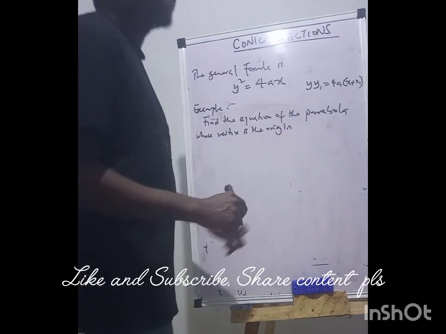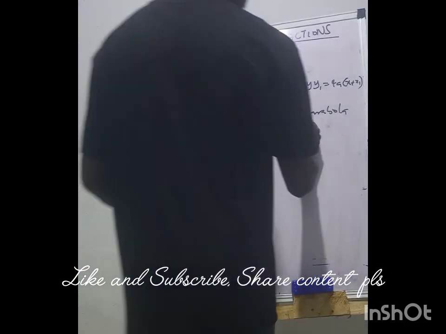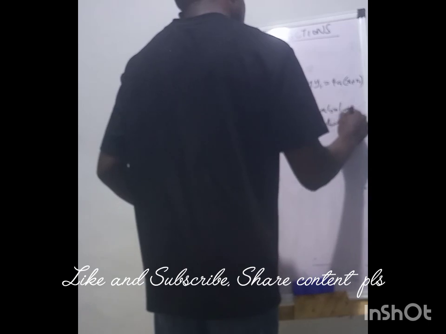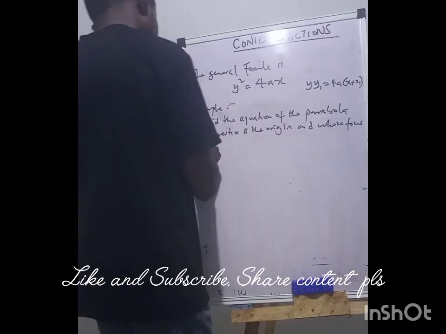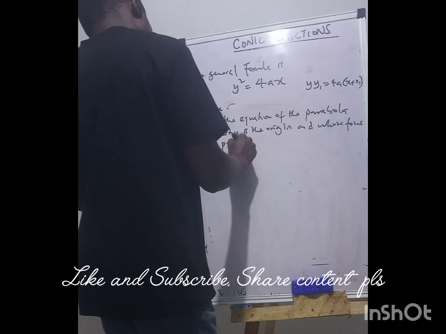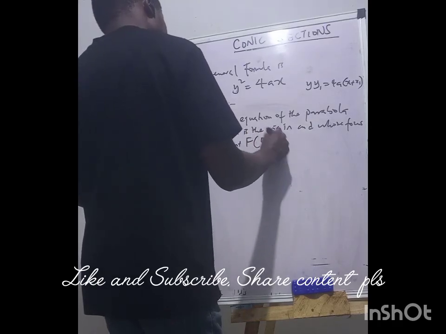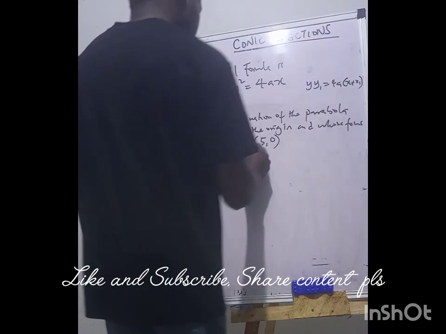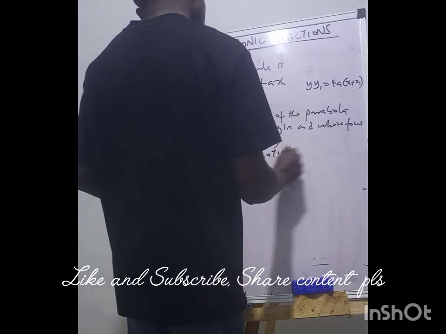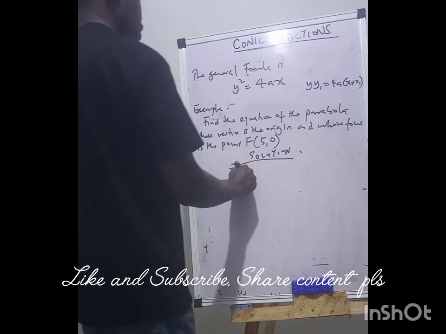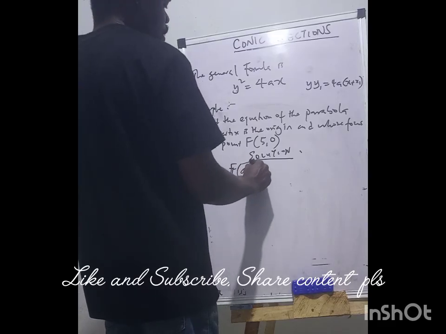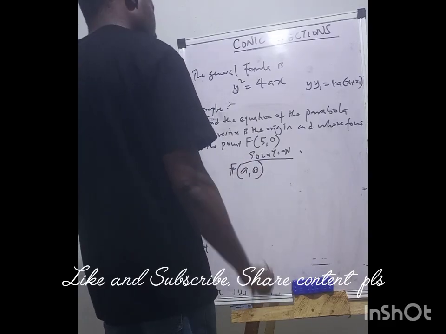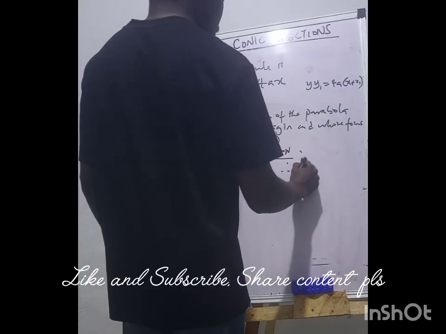Whose vertex is the origin. What does it mean by that? That means (0, 0). Right? And whose focus is the point (5, 0). Is that okay? So the solution. What this means is that we know that our F is our focus, and then it's (a, 0). That's what it means. Therefore, a is equal to 5.